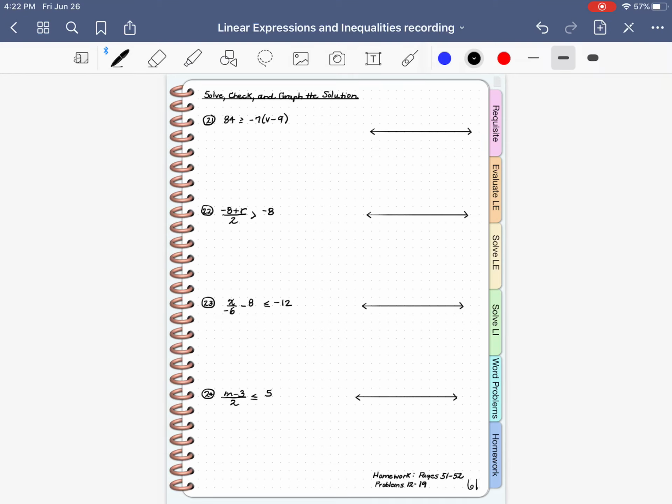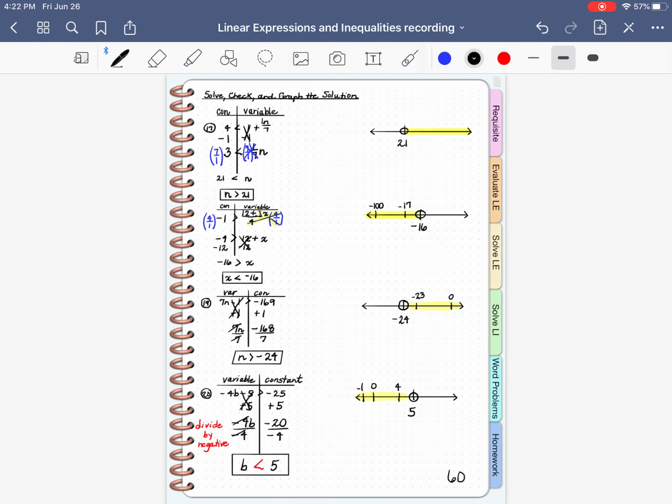Hi everybody. I wanted to come back and finish the last 4 problems that I didn't get to in class. These are on page 61, I believe, of your workbook. It's problem number 21. We did get up through 20 in class.